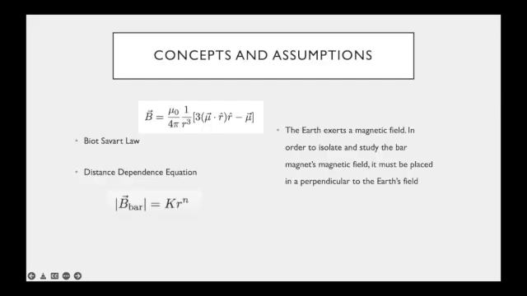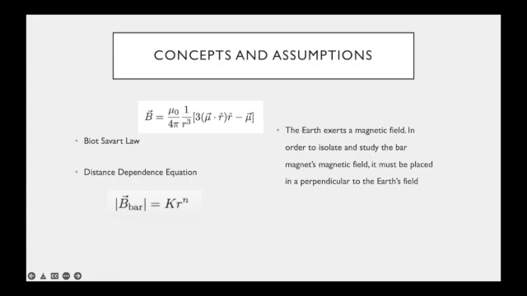One of the fundamental principles is that the Earth also exerts a magnetic field. To isolate and study the bar magnet's magnetic field, it must be placed perpendicular to the Earth's field. Further, the Biot-Savart law is crucial to this experiment as it relates the magnetic field to the separation distance of a magnetic moment. The distance dependence equation for the magnetic field is important to calculate the distance dependence factor and the magnetic moment.